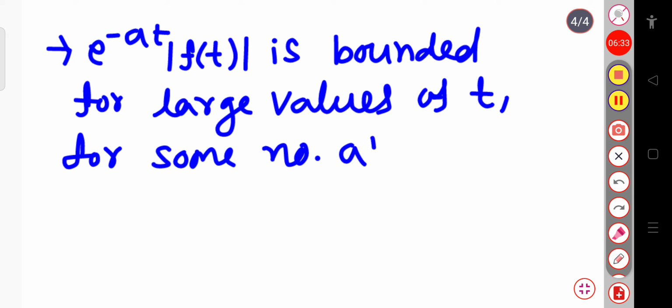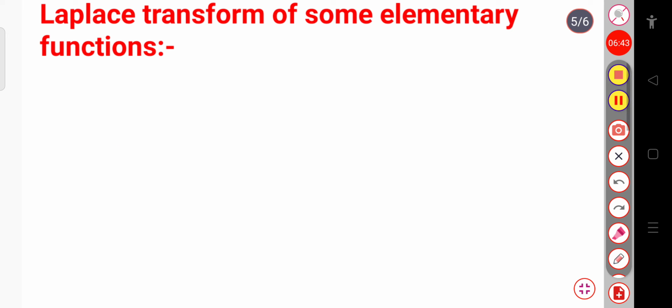Okay, these are some basic conditions for the Laplace transform of f of t to exist. We need to follow these basic conditions. Now we will see the Laplace transform of some elementary functions, and in all cases we will assume the function f of t is equal to 0 when t is less than 0.